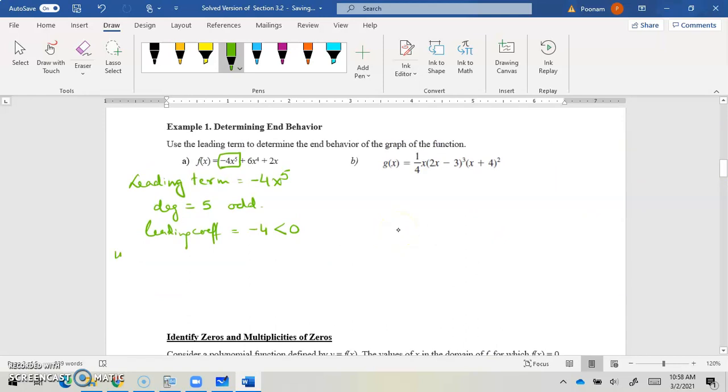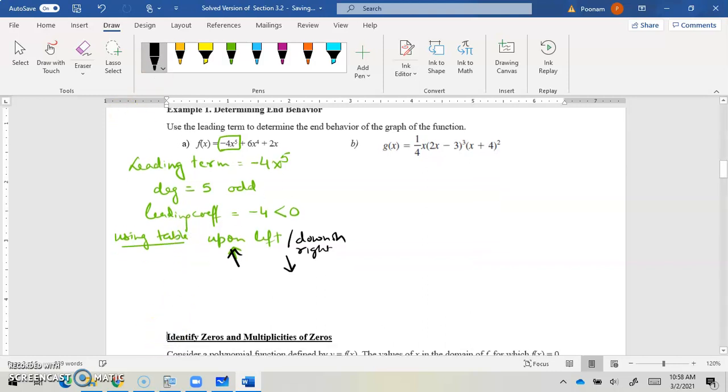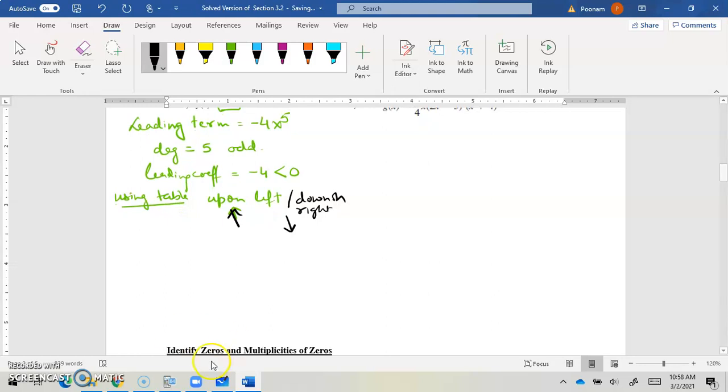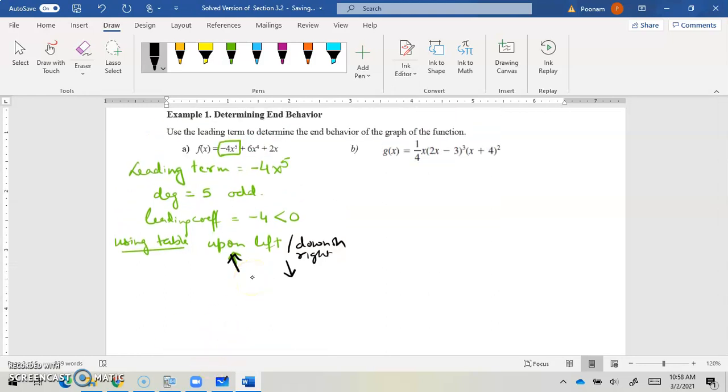So using the table, we can say it goes up on the left and down on the right side. So the graph will be something like that, right? But sometimes students don't like to learn the table, don't like to remember the table. It's a lot of information.